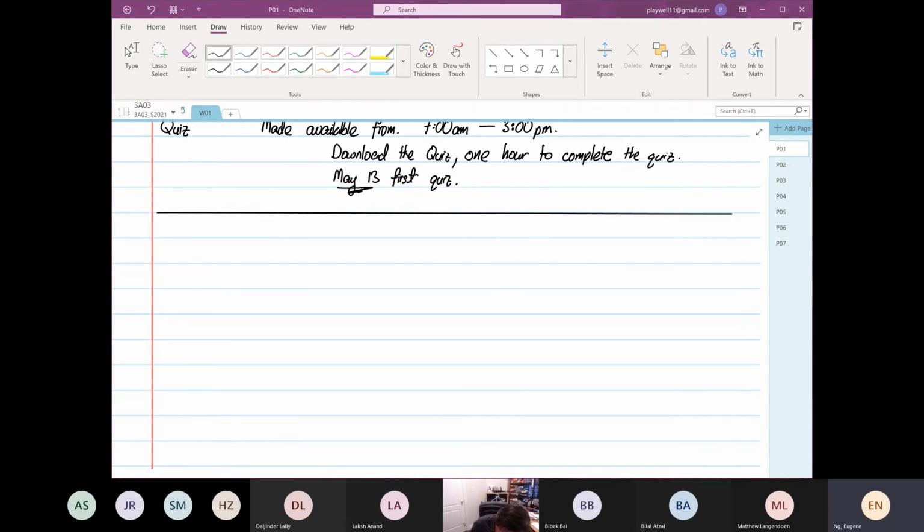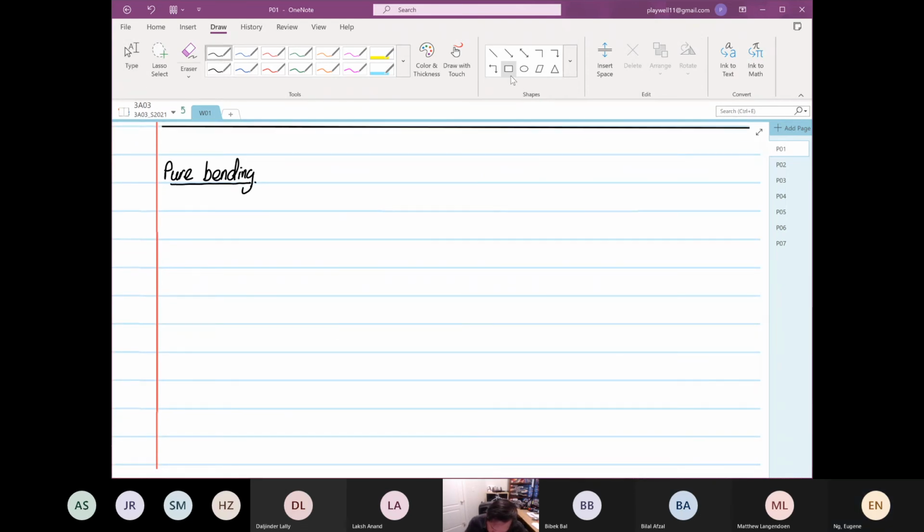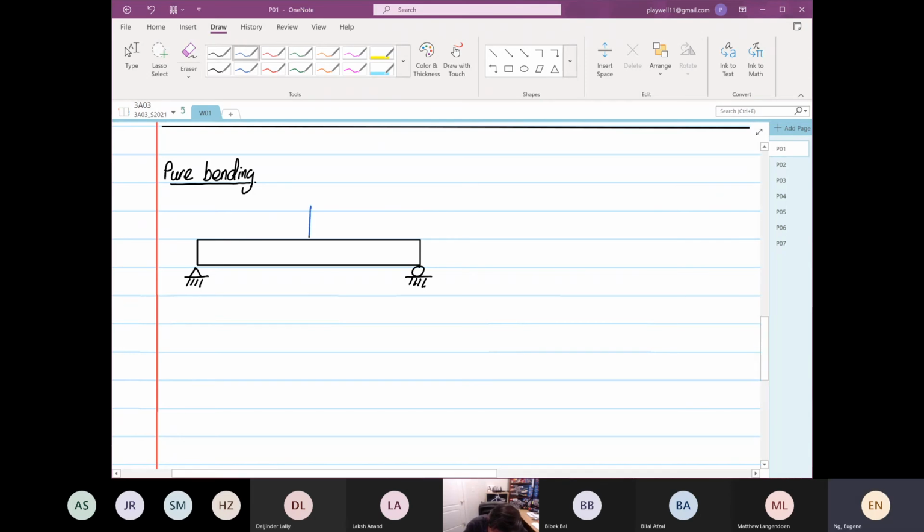Okay, good. So let's look at pure bending. If you have a beam that is simply supported, over here you have a pin, and over here you have a roller. Then we have a load. The load coming down is known as P, and the distance from here to here is L/2, and the distance from here to here is also L/2.